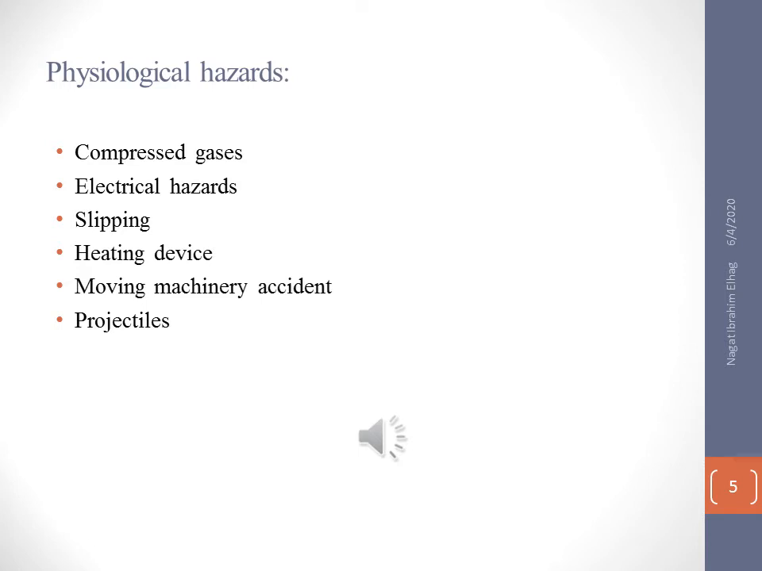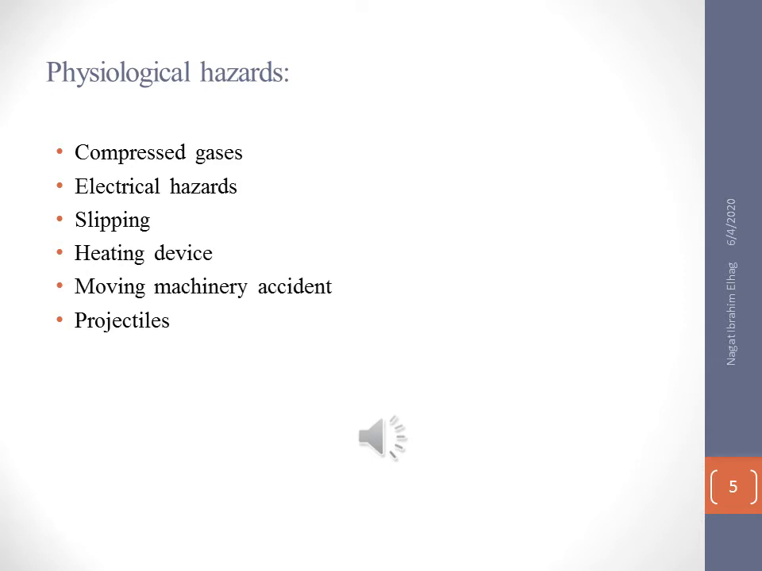Physiological hazards include compressed gases, for example, nitrous oxide, which is used in anesthesia in surgical operations. Also, electrical hazards usually occur from time to time, so you have to be sure your electricity is working in a safe way, and there are no problems, to avoid fire in your lab.